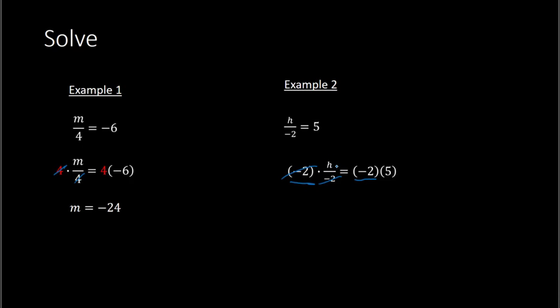So on the left side, I have h left over. On the right side, I have negative 2 times 5, which is negative 10. So my solution is h equals negative 10.